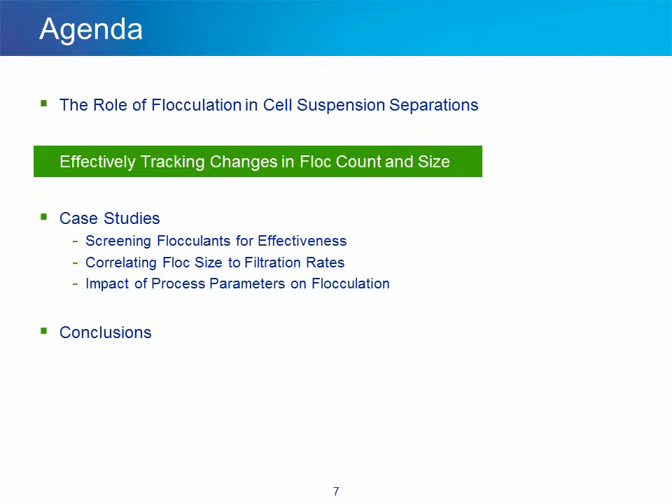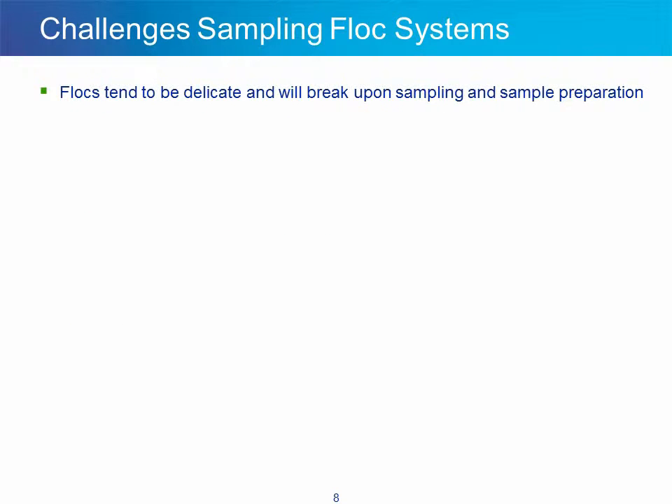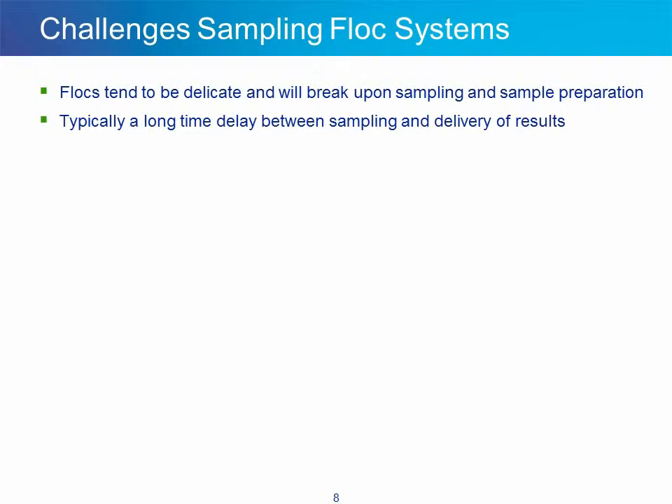Now we'll look at some tools and techniques available for effectively tracking the flocculation. Some challenges associated with sampling floc systems include the propensity for flocs to break up when you sample. Flocs, by their very nature, are quite delicate. As you sample, as you prepare the sample for measurement, and even as you measure the sample, there can be the potential to break apart flocs, leading to misleading results or potentially erroneous data.